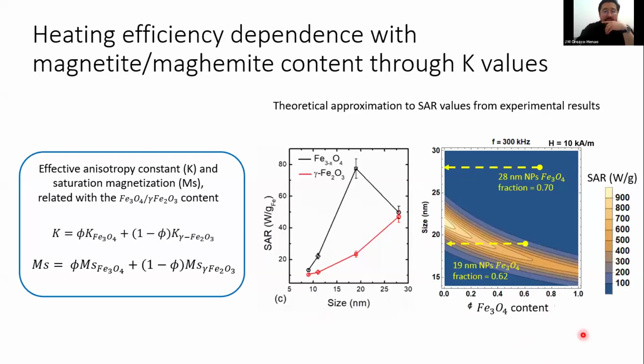As can be seen, this theoretical approach in some way confirms the experimental results. For larger nanoparticles, it is better for heating performance to obtain a maghemite-rich composition, not so in the case of the smaller nanoparticles, in which a magnetite-rich composition is desired.